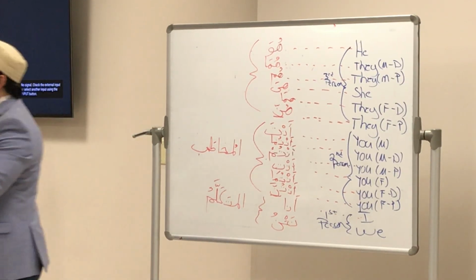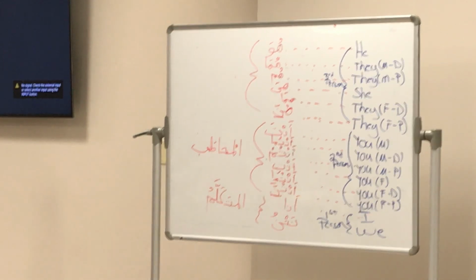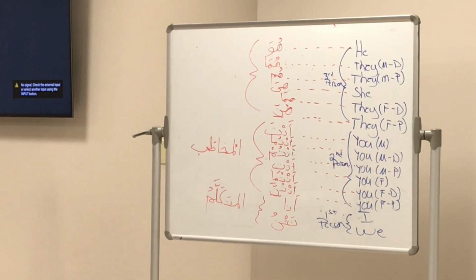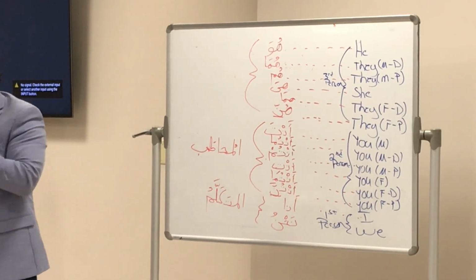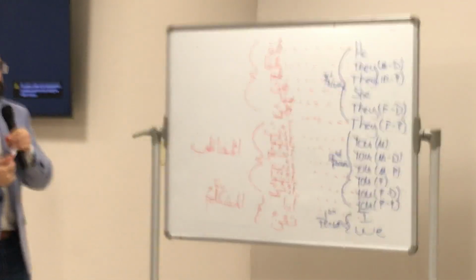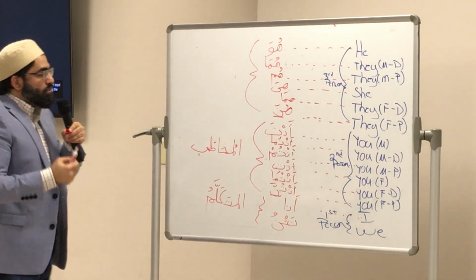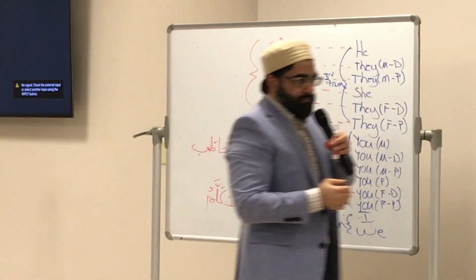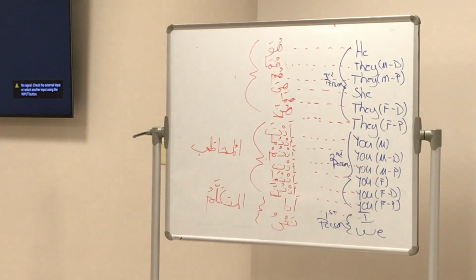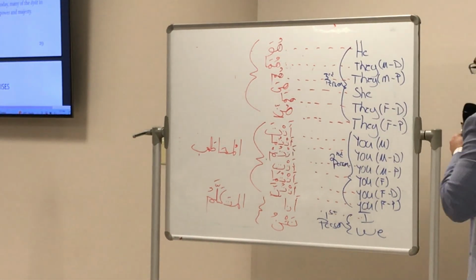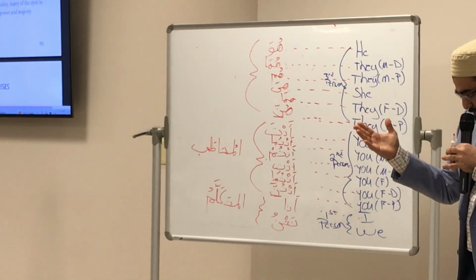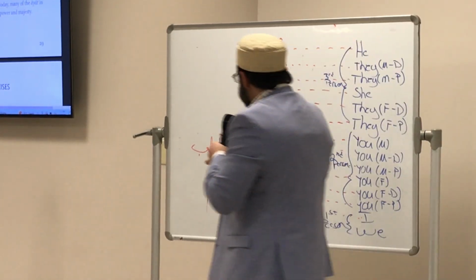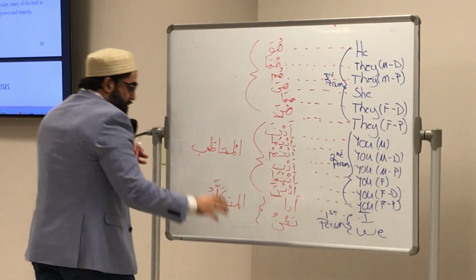Alright, so, repeat after me. Anta, antuma, antum. Anti, antuma, antunna. Anta, antuma, antum. Anti, antuma, antunna. Alright, and then the last one, ana, nahnu. Very easy, right? Okay. Alright, so these are pronouns.